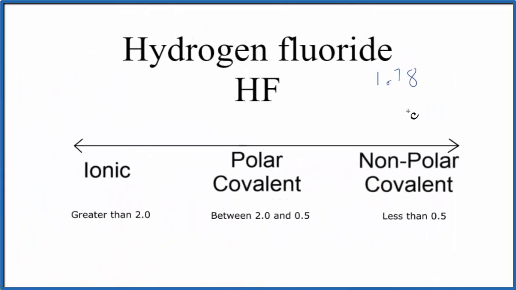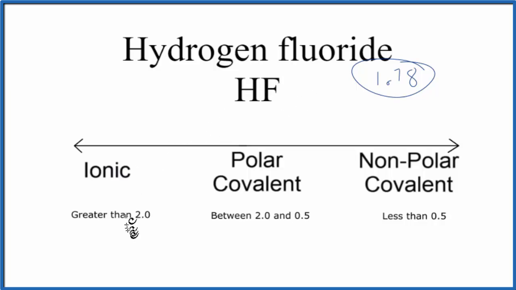So we said the difference in electronegativity between the hydrogen and the fluorine, that's 1.78. So that is lower than the 2.0 here in this definition. So that would be covalent, but it would be polar covalent. So the electron would be shared between the hydrogen and the fluorine, but most of the time it's going to be around the more electronegative fluorine.